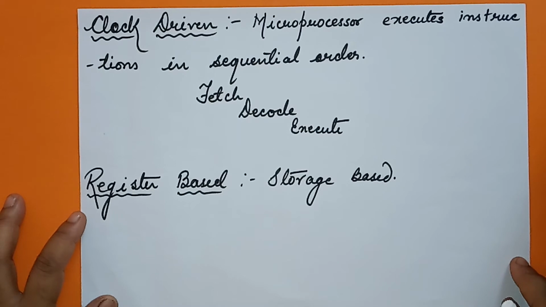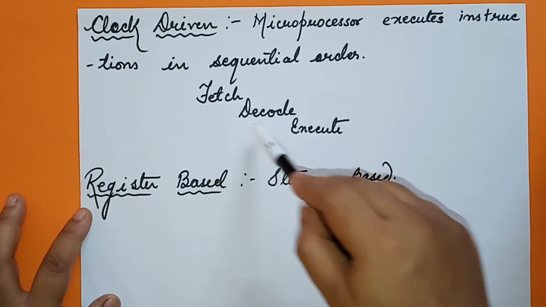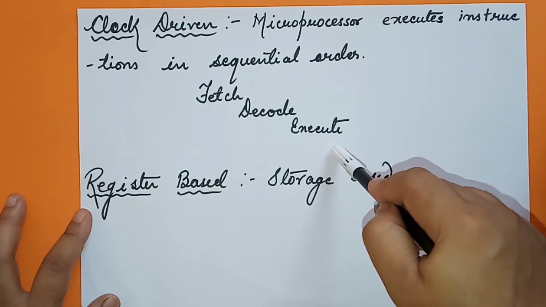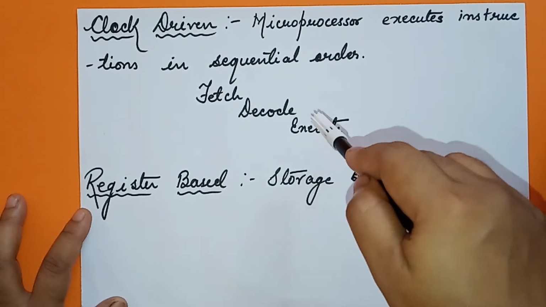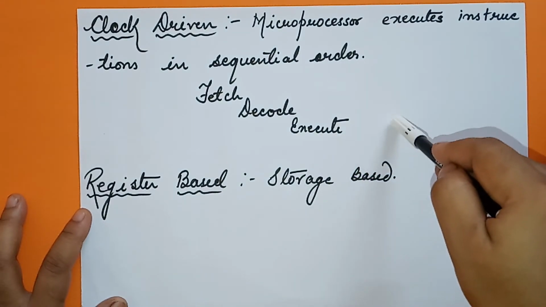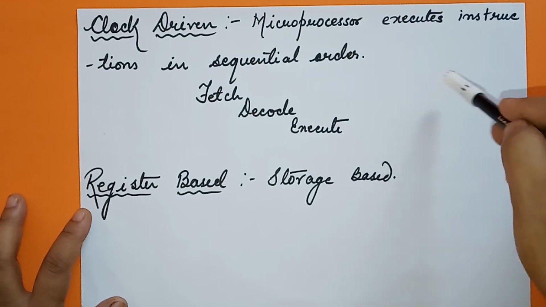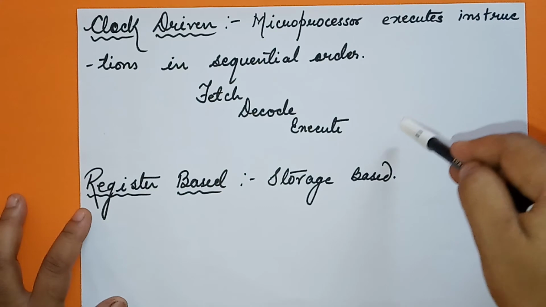The microprocessor is clock driven. What do we mean by this? The microprocessor executes instructions in sequential order, and in that particular order it has to follow the given steps. First it fetches the instruction, after that it decodes the instruction, and after that it executes the instruction. During these various steps it has to activate various components at different points of time. So how will the microprocessor know at what point of time it has to activate which component? For this, the microprocessor uses a clock.